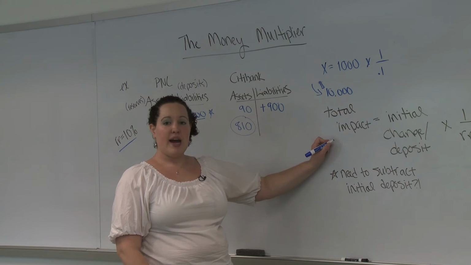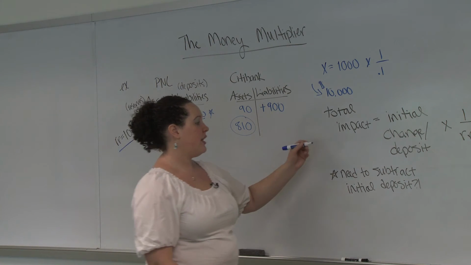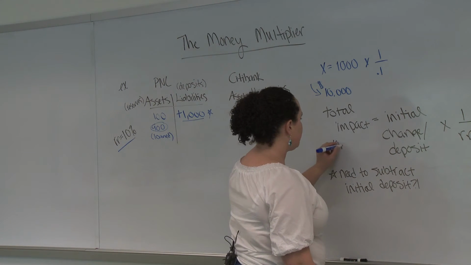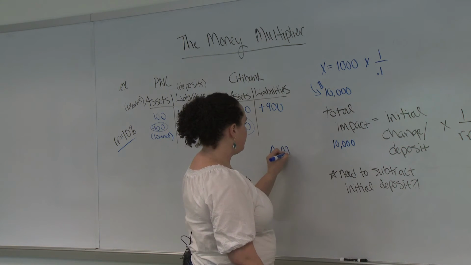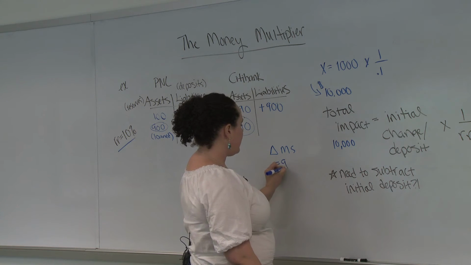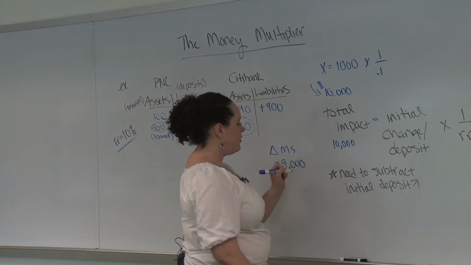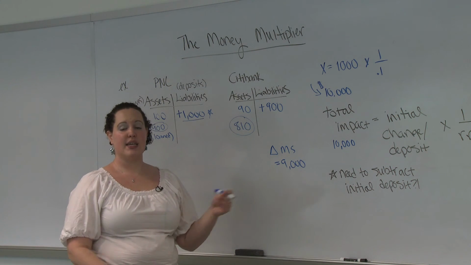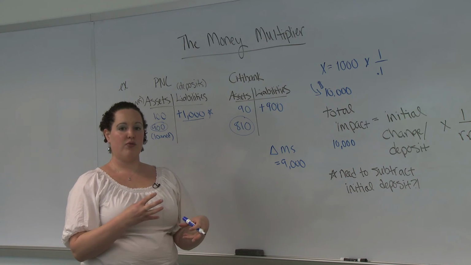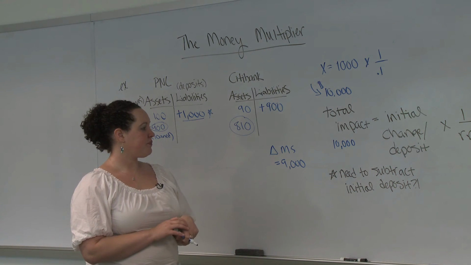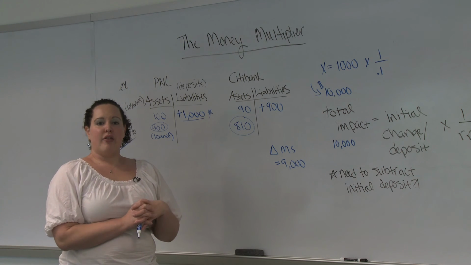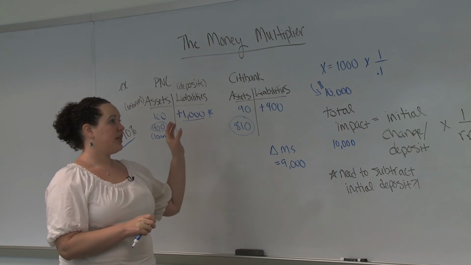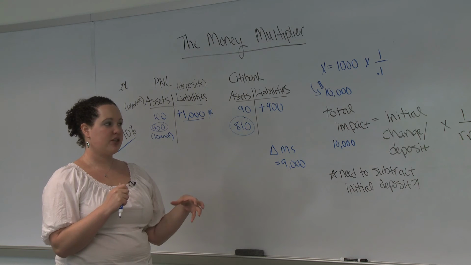So our total impact on the economy is $10,000. But our change in the money supply equals $9,000. It's important to remember to subtract that initial deposit to account for changes in the money supply. So that's a sample problem involving the money multiplier and changes in fractional reserve banking.